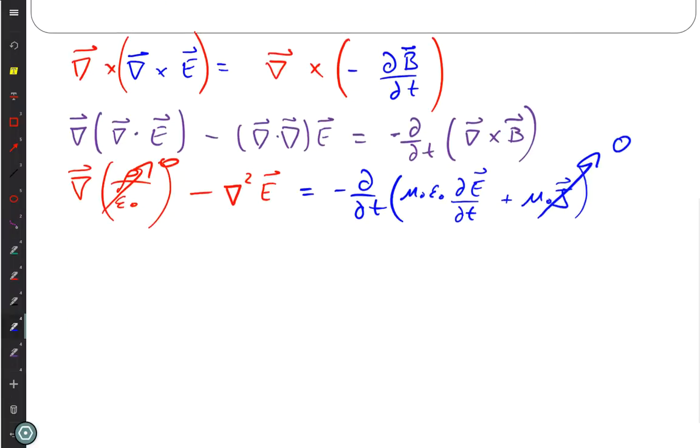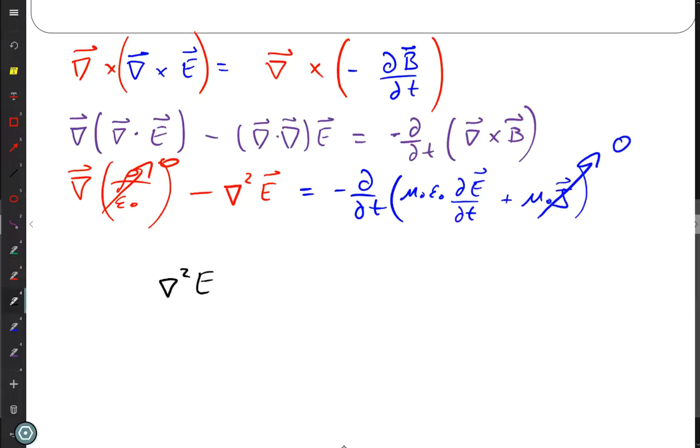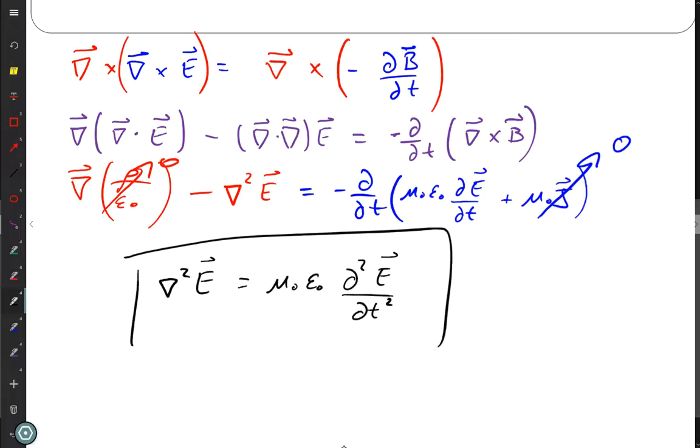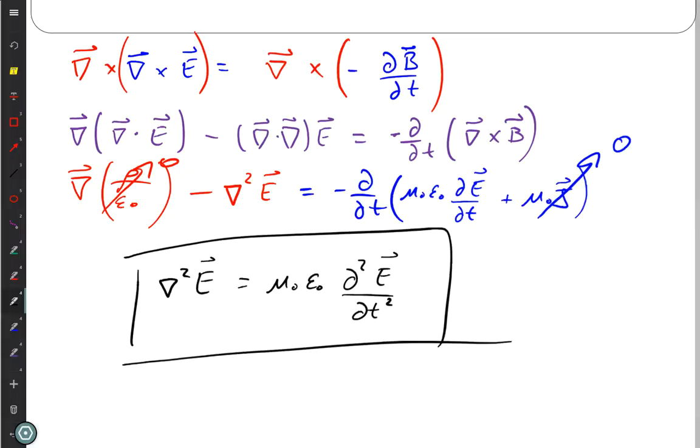So now I have an equation. Notice I have a minus on both sides. I'll multiply by minus 1. I think we can all accept that. And so I have del squared E is equal to mu naught epsilon naught d second E dt squared. Now, when you look at that, you probably recognize that's not identical to what I said we had to fit. How is it not identical?